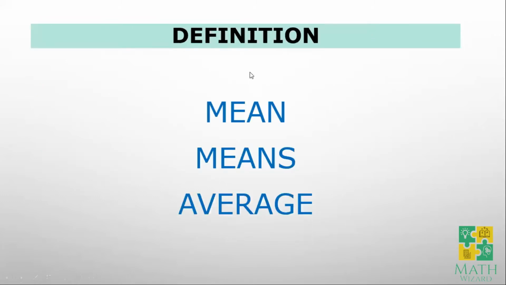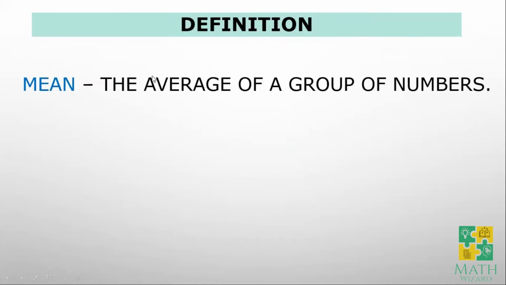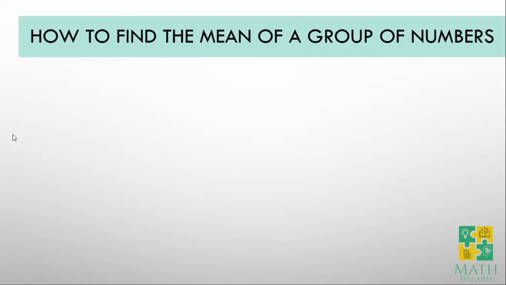So for the first one, the mean is also called the average. To be more specific, the mean is defined as the average of a group of numbers. So if we already know the idea or meaning of the term average, we can understand what the mean is.